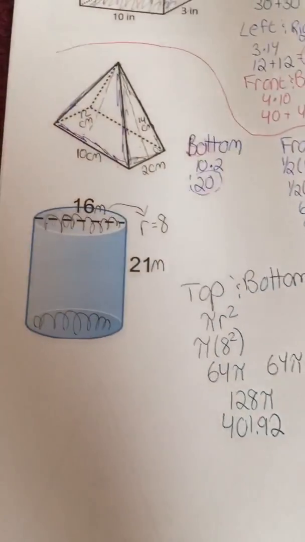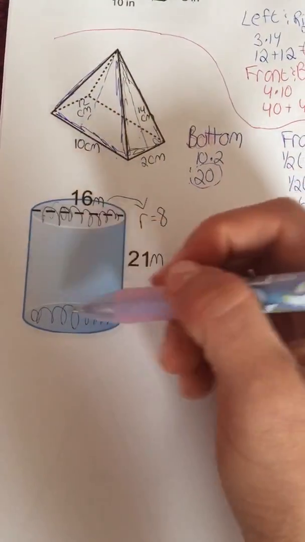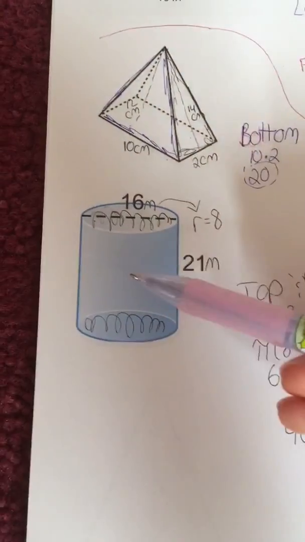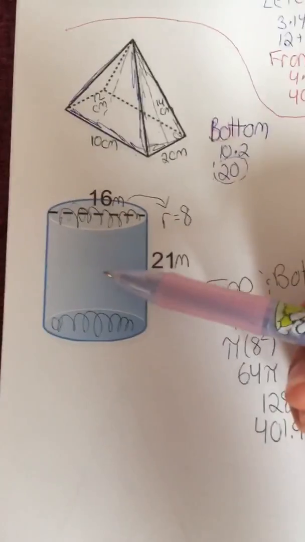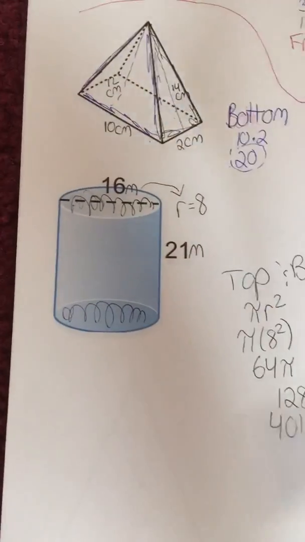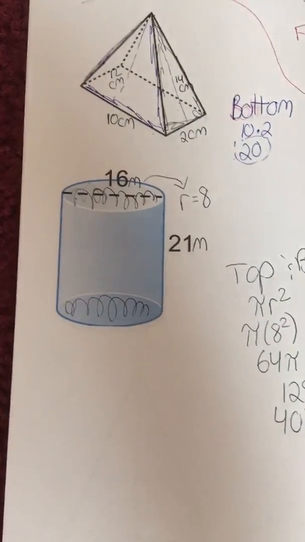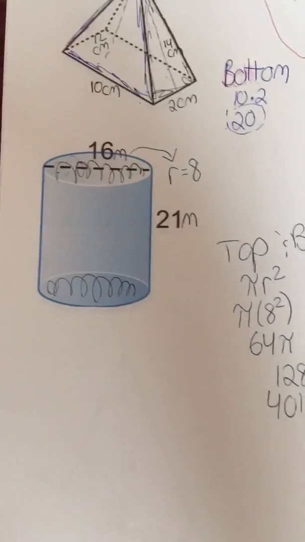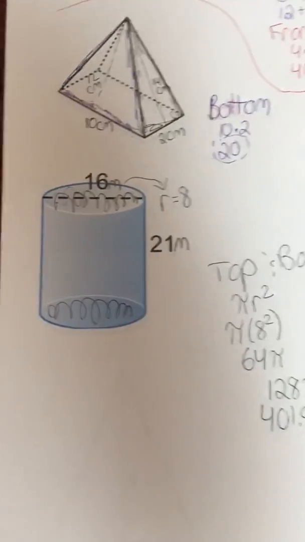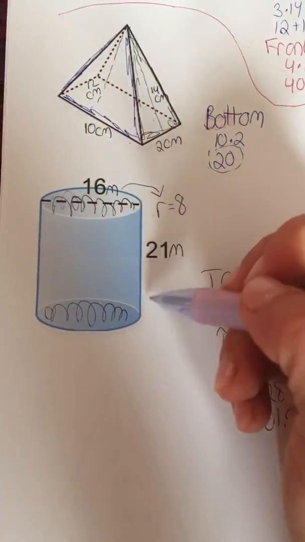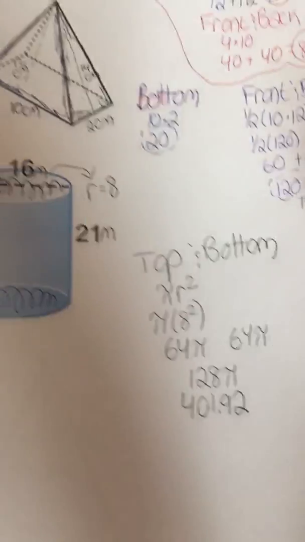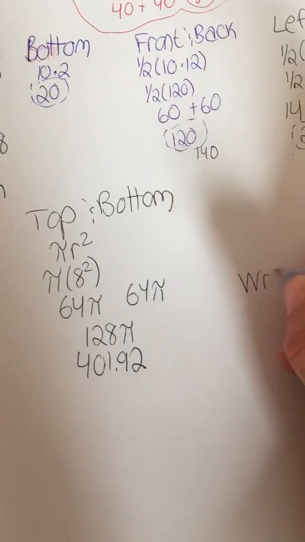And now we just have this extra area, like the wrap around it. So you can kind of imagine that this is a roll of paper towels, for example. Imagine if you take a paper towel off of the roll, think about what shape it is. It should be a rectangle. So this rectangle will have a height of 21 meters. So I'm just going to call this the wrap.